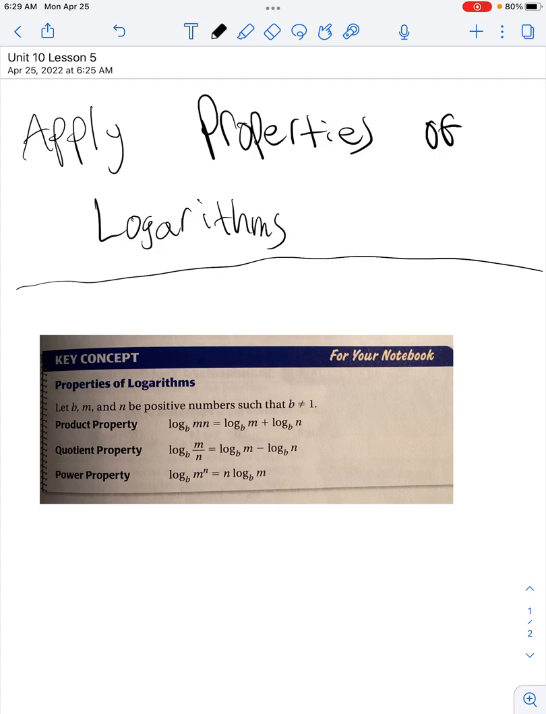Okay, looking at lesson 5, we're going to apply some properties of logarithms. And this will help us to rewrite the expressions and be able to simplify and solve.